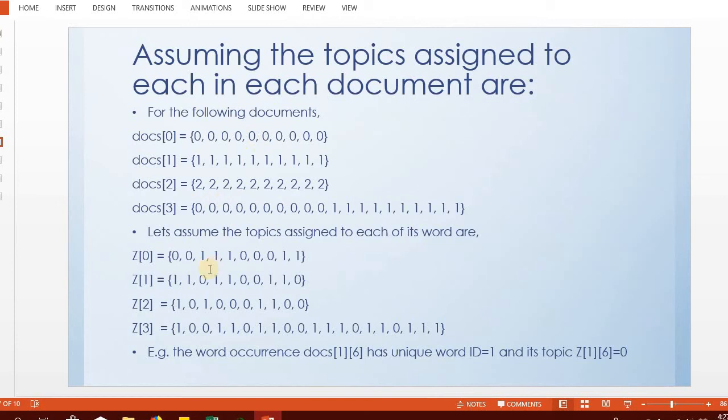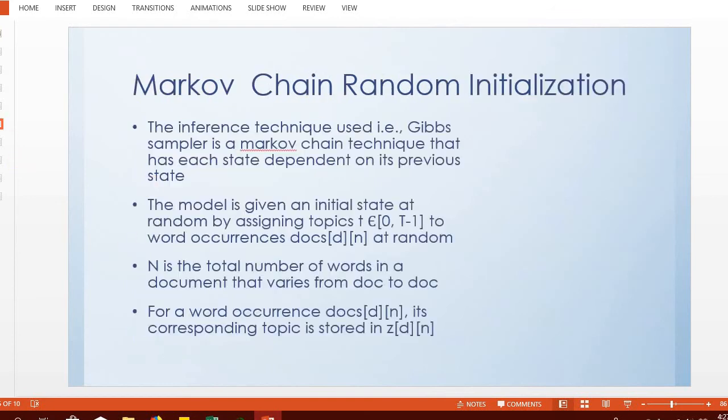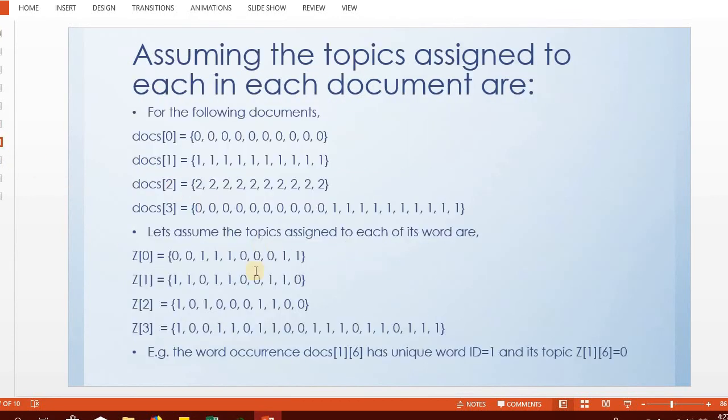These are the word IDs and these are the topic IDs. As you can see, we have 3 words in our vocabulary that are bread, milk, and chair. So their IDs are 0, 1, and 2, and we have 2 topics and we have given them labels as 0 or 1. So these are the actual word IDs and these are the topic IDs that we have assigned to these words at random. For example, the first word in the first document is given a topic of 0. The second word in the first document is assigned a topic 0. The third word in the first document is assigned a topic 1, and so on for all the words in all the documents.